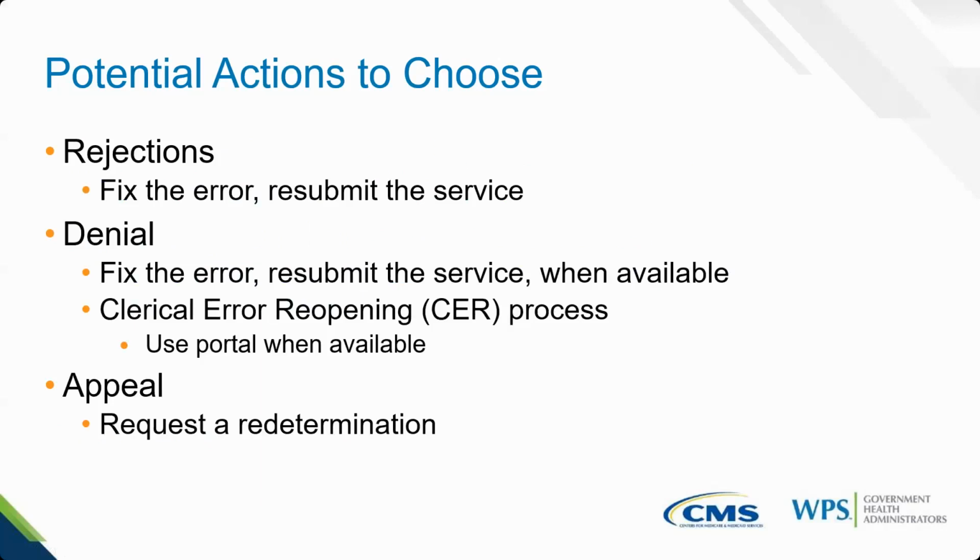If the claim or claim line denied, there may be multiple actions to choose from. You might be able to simply resubmit the service on a new claim. You might also use the clerical error reopening, or CER, process to fix those clerical errors. And CMS defines clerical errors, including minor errors or omissions, as a human or mechanical error. And I'll talk more about that clerical error reopening process in just a couple of minutes.